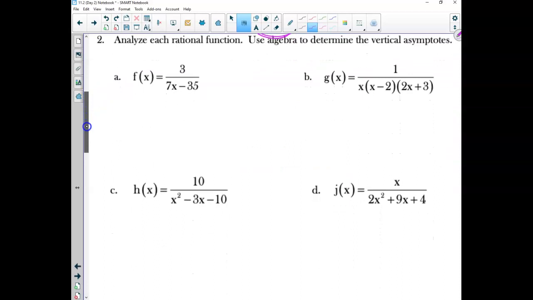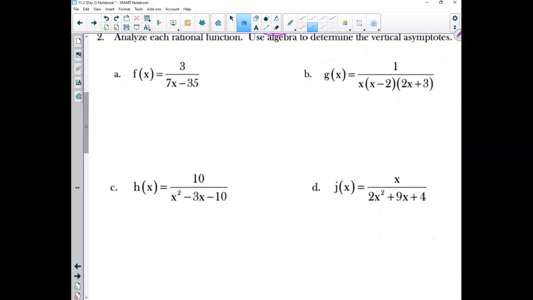So what I'm going to do here is I'm going to just do A with you, then I'm going to shut her down, and you're going to try these problems, and I'm going to come back with the answers. So what you need to do, analyze each rational function, use algebra to determine the vertical asymptotes. What you do, again, you take the expression in the denominator, 7x minus 35, you say, when are you 0? And you solve and find out when that denominator equals 0. And whenever that denominator equals 0, we have a vertical asymptote as of right now.